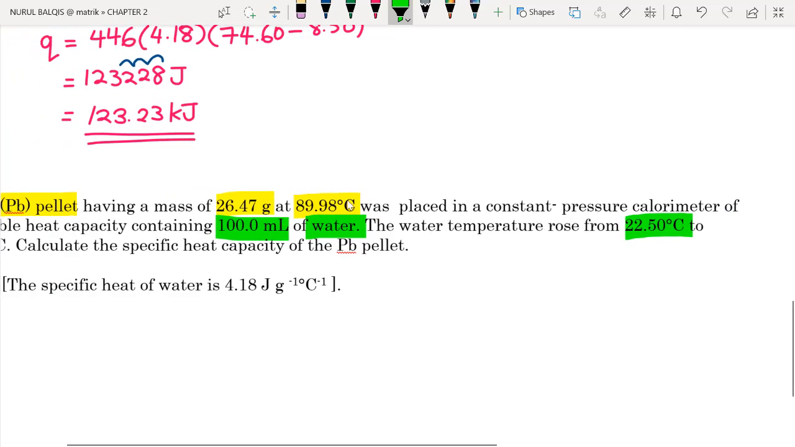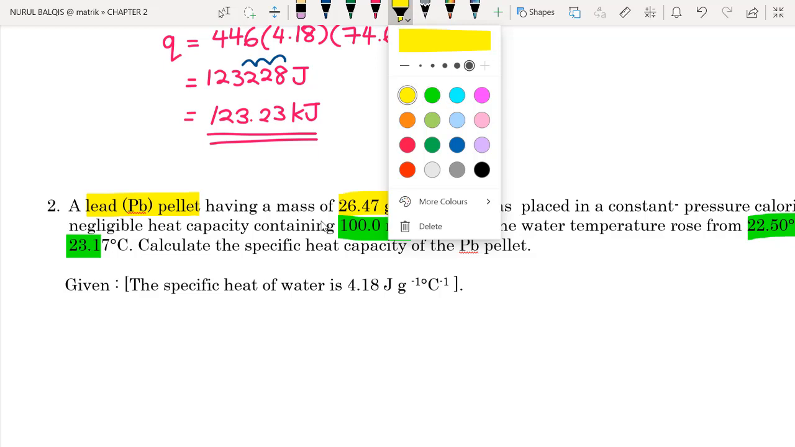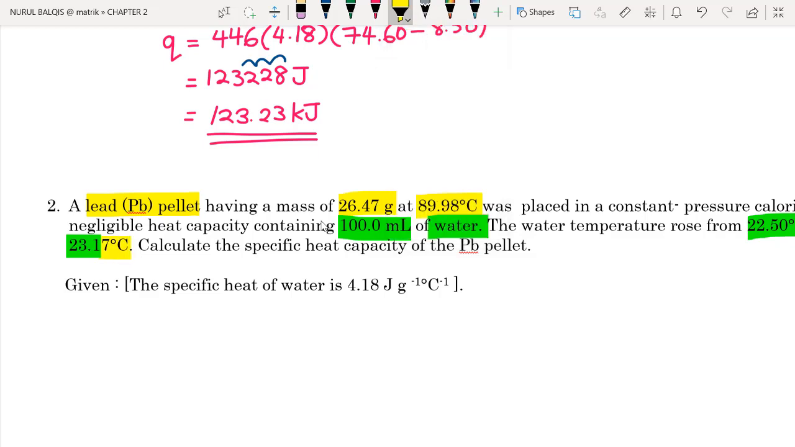So we can see the initial temperature of lead is 89.98 degrees Celsius and the initial temperature of water is 22.5 degrees Celsius. So what does this 23.17 degrees Celsius mean? The 23.17 degrees Celsius is the temperature that both lead and water share. So we're going to put two colors in here. Half is green and the other half is yellow, so that we know that they share this value. So now we want to calculate the specific heat capacity of the Pb pellet. This specific heat capacity is denoted by small letter c.